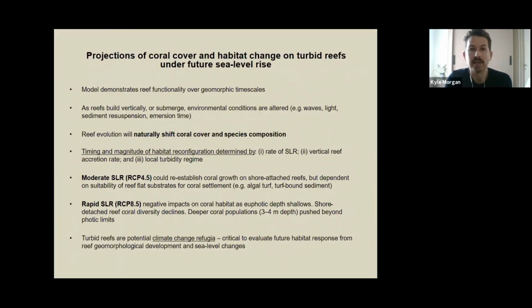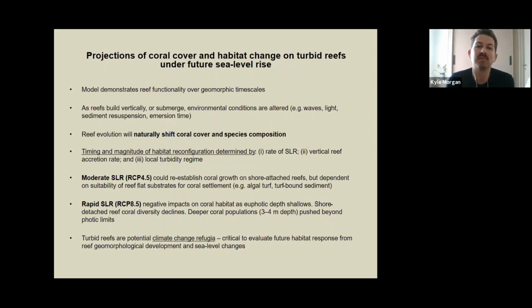Okay, so I'm kind of running out of time. So just to summarize, the main points from the paper that we had out is that what we've been able to demonstrate from the model is that we can actually model and quantitatively analyze reef functionality over different geomorphic timescales, which is really an important aspect to look at when we're looking at projecting ecological communities through time.